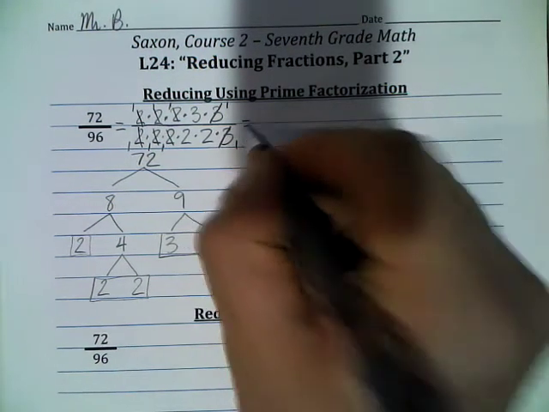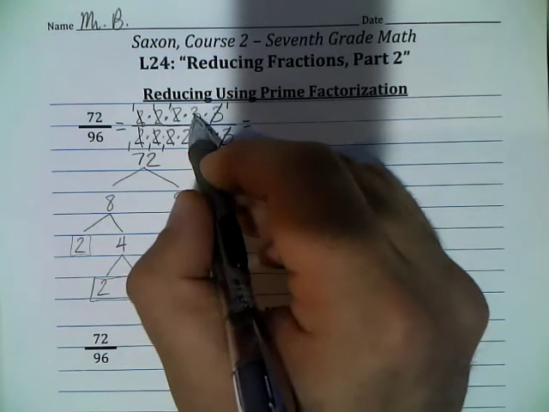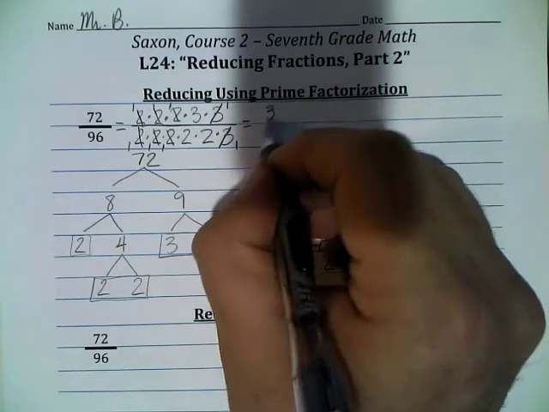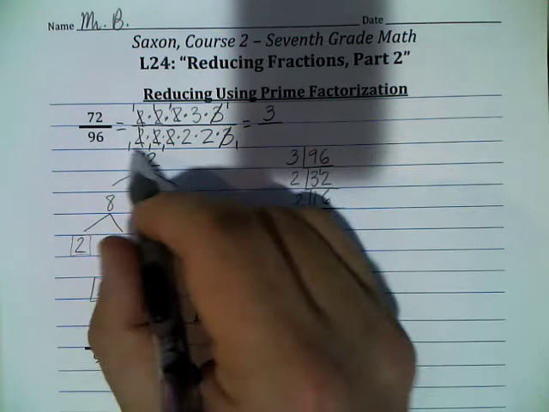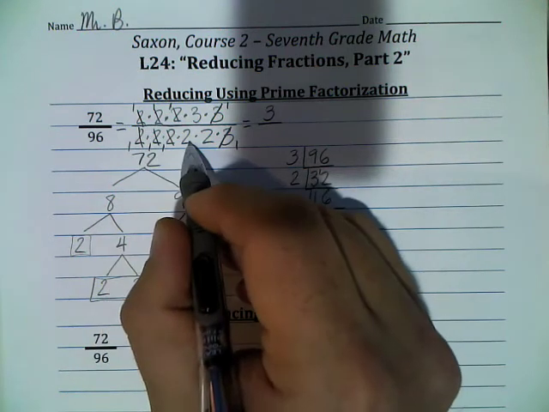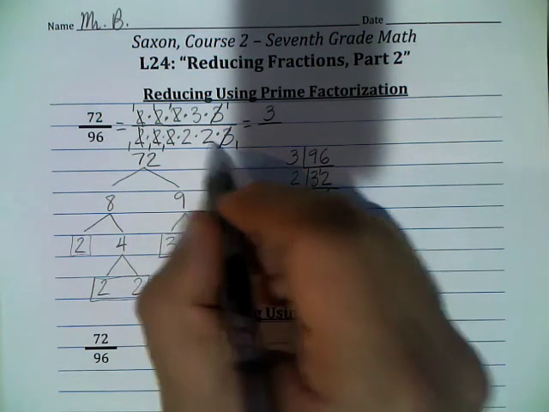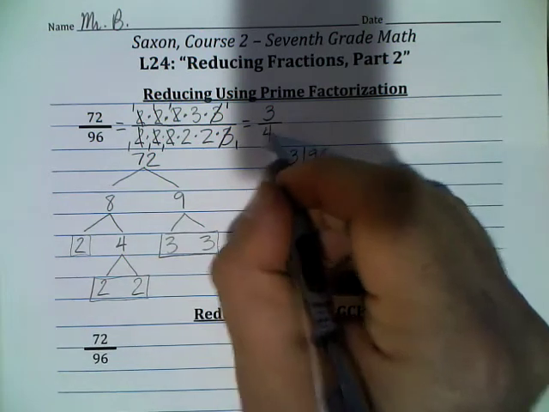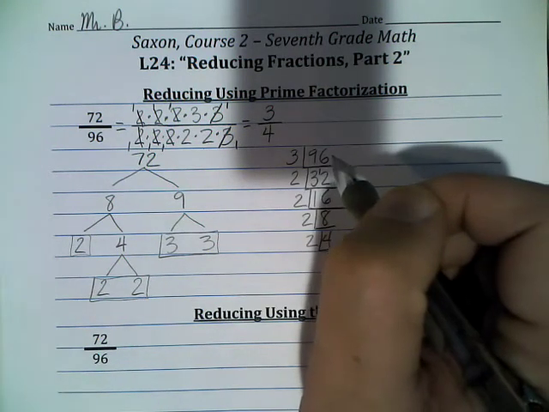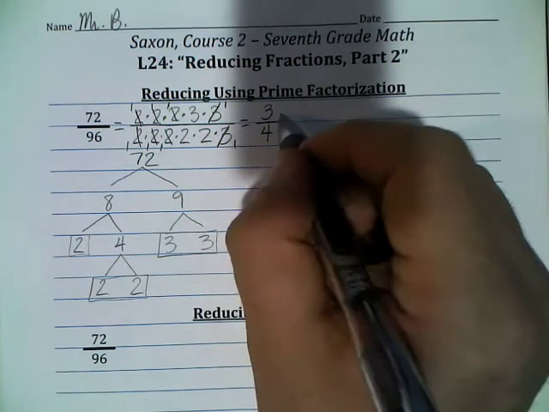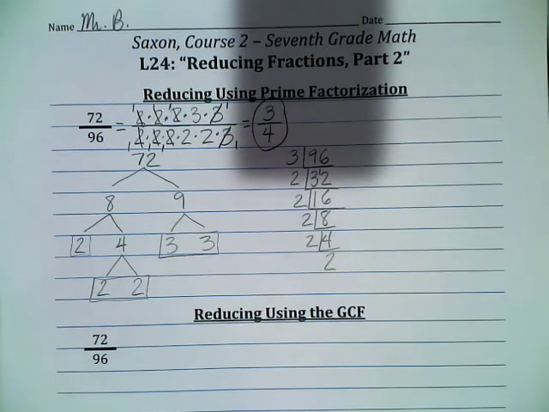So multiply what's left. 1 times 1 times 1 times 3 times 1 is 3. And on bottom, 1 times 1 times 1 times 2, so that's 2, times 2, that's 4, times 1 is 4. 72 over 96 is 3/4. And we'll circle our answer. And that is reducing using prime factorization.